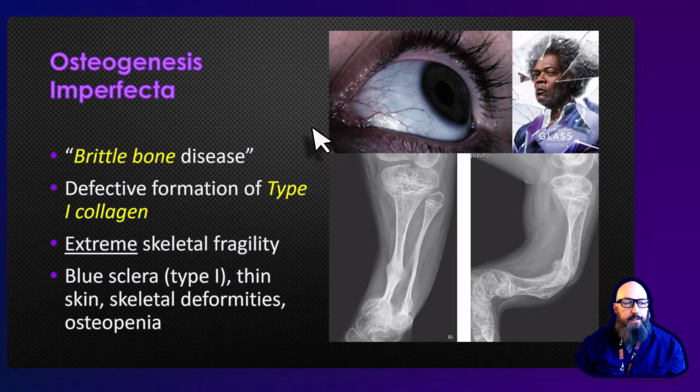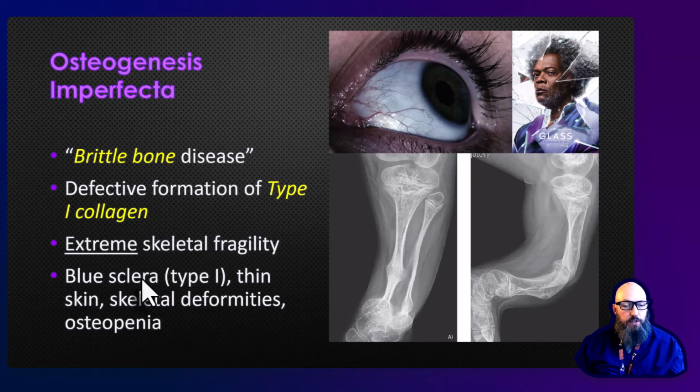So the Mr. Glass disease, Osteogenesis Imperfecta, also known as Brittle Bone Disease, because these patients are known to be really susceptible to fracture. If you haven't seen that movie, one of my favorite comic book movie characters, Samuel Jackson, does a great job. But what is brittle bone disease? It's a defective formation of type I collagen that affects the form of bone, leads to extreme skeletal fragility. These patients tend to have dozens, if not hundreds, of fractures throughout their lifetime.